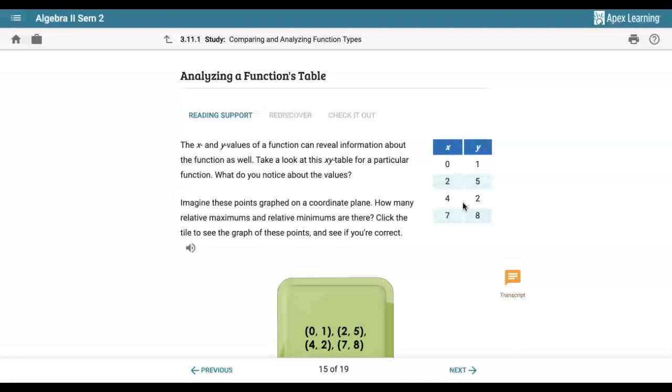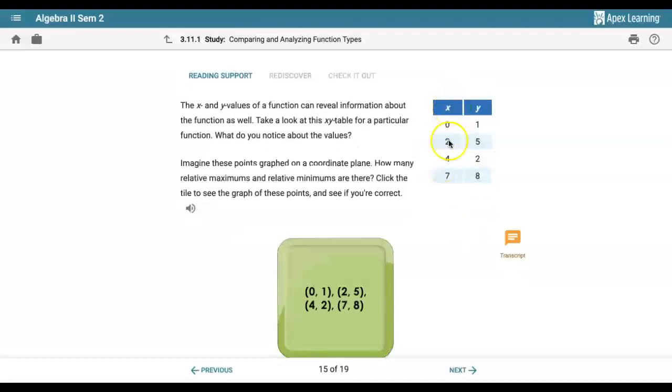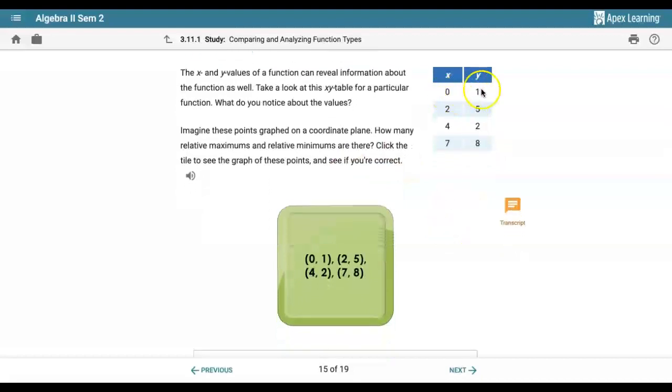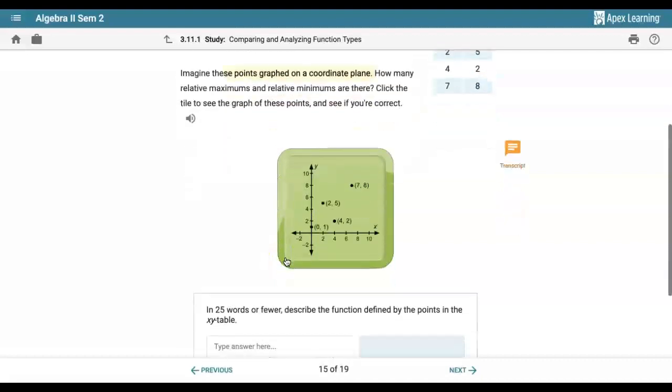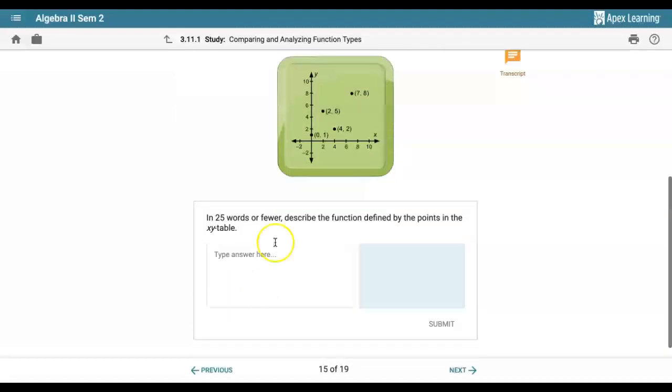All right. But if we keep moving forward here, looking at these values, we can turn them into points. And what we can do is, again, try to imagine them as points graphed on a coordinate plane. It would look something along these lines here. And then it's asking us to describe the function based on our table and the graph.